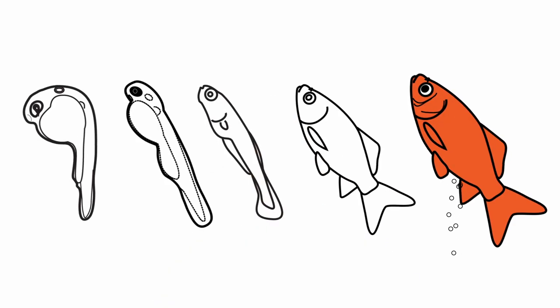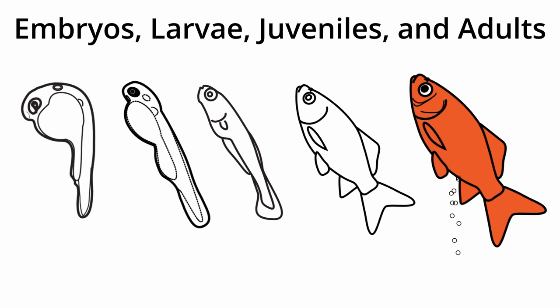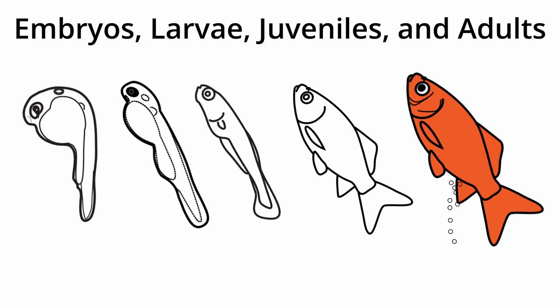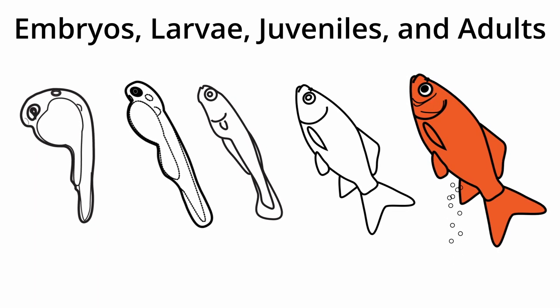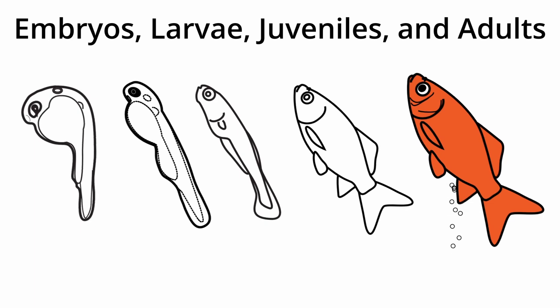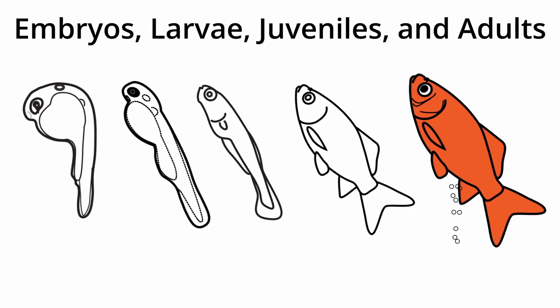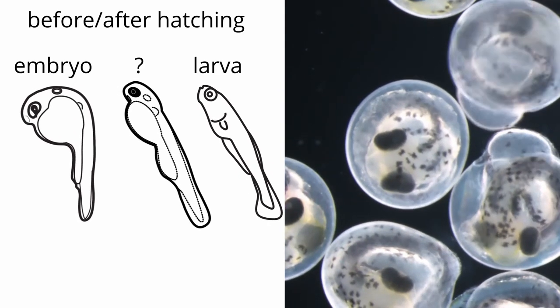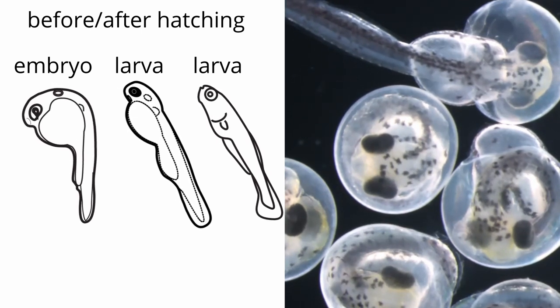But before that, let me briefly explain the differences between embryo, larvae, juveniles, and adults. The definition of these developmental periods and stages is due to human visual perception. So, of course, we separate embryos, larvae, and juveniles based on the state of their traits, which are visible and easy to understand. Differences between embryos and larvae are separated before and after hatching. I talked about this point in my previous video.